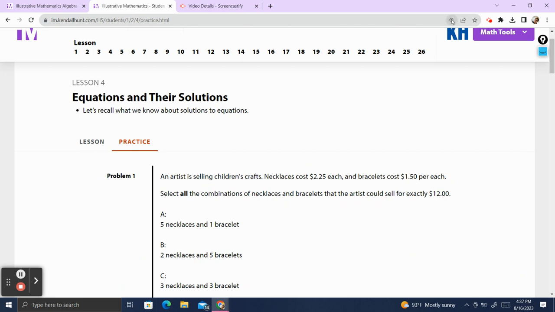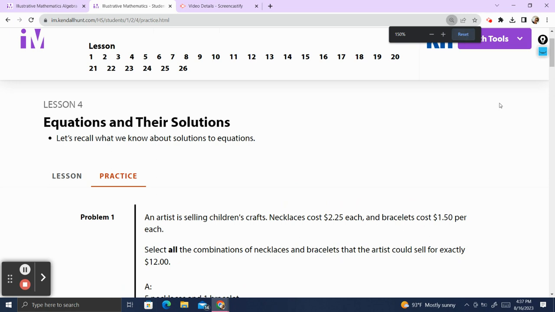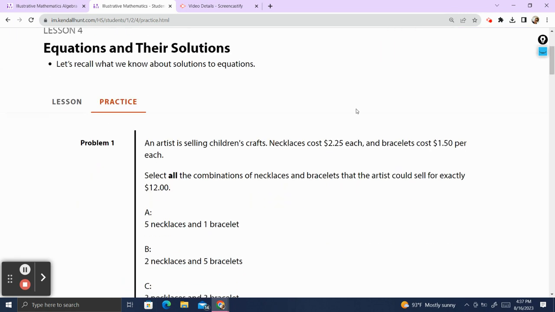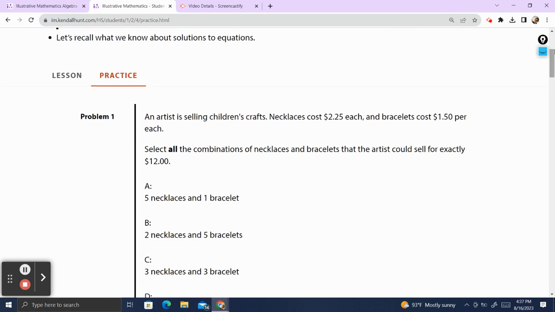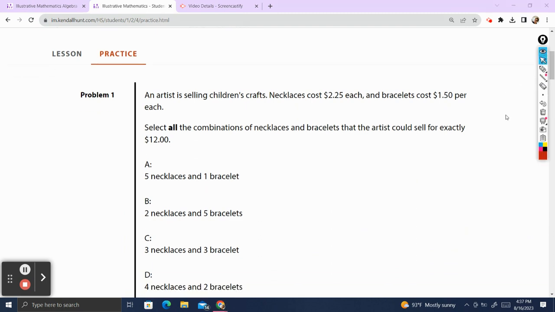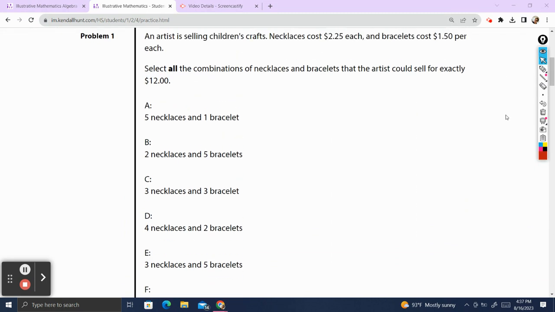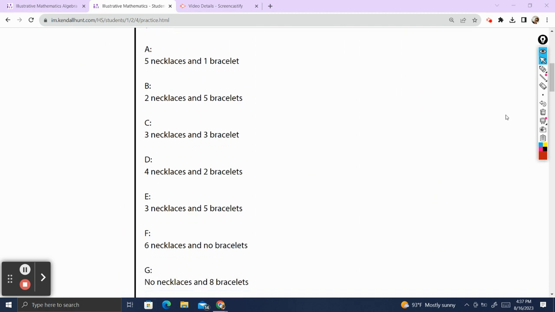Alright, problem 1. An artist is selling children's crafts. Necklaces cost $2.25 each, and bracelets cost $1.50 each. That's a little odd wording, but that's okay. Select all the combinations of necklaces and bracelets the artist could sell for exactly $12.